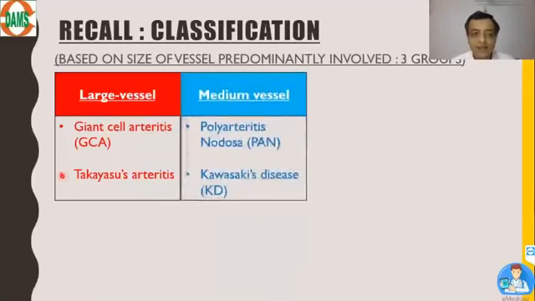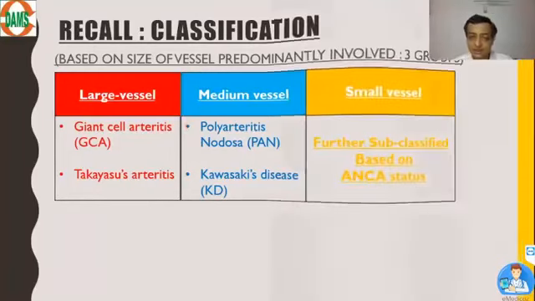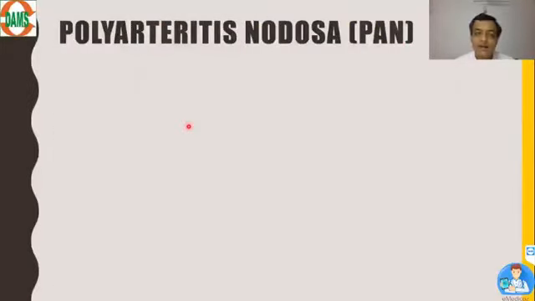So beyond the large vessel, now we have to move on to polyarteritis nodosa. We want to continue. Right? So first, polyarteritis nodosa or PAN. PAN we want to discuss.